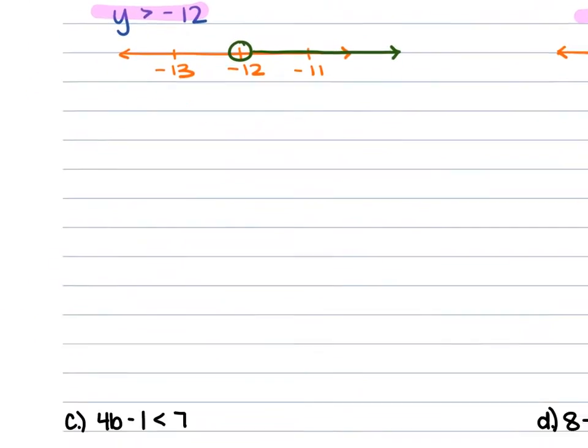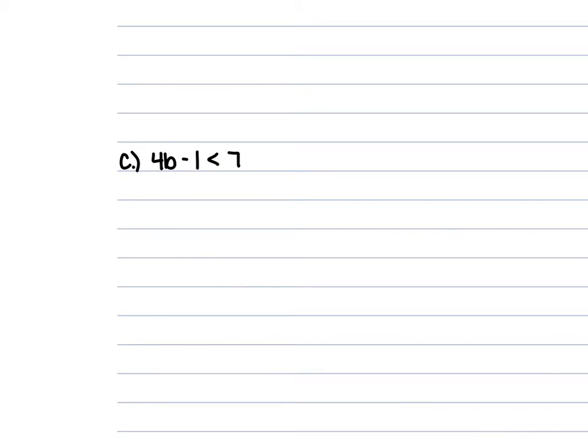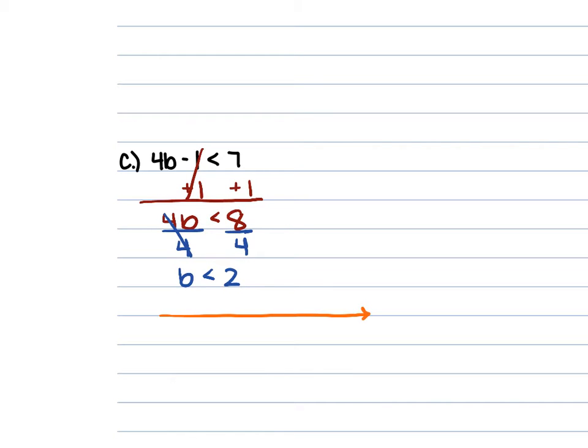For example C, we have 4b minus 1 is less than 7. So we're going to add that 1 to both sides. We have 4b is less than 8. Then we just divide each side by that 4, and we get b is less than 2. On our number line, we're going to have 1, 2, and 3. We have an open circle on that 2, and our line runs to the left since in our inequality our variable comes first and our sign points to the left.